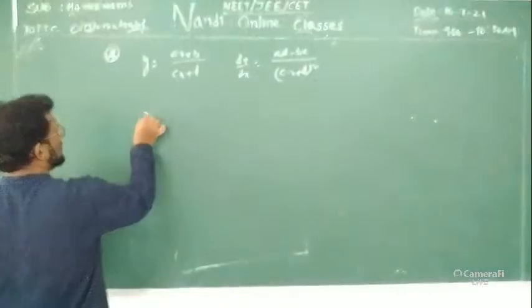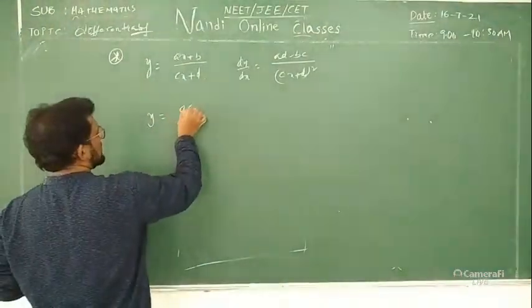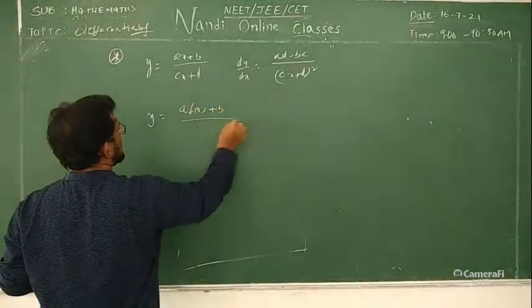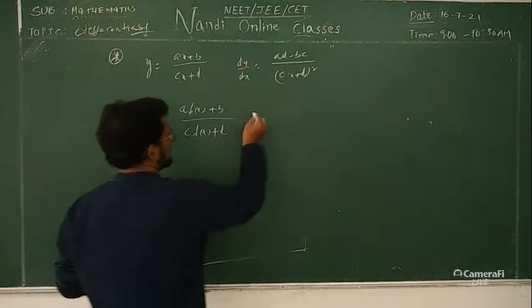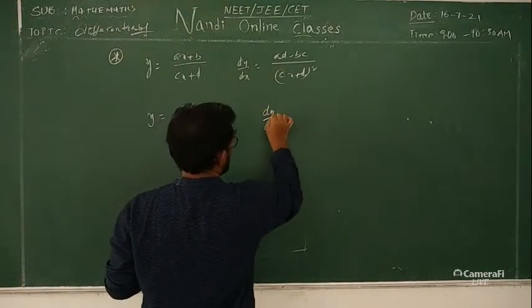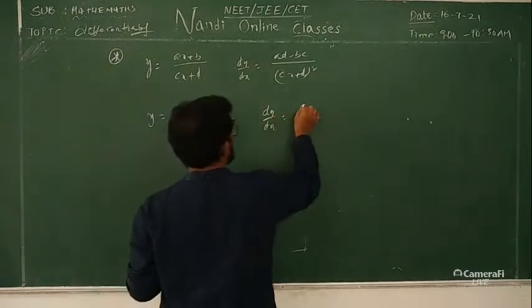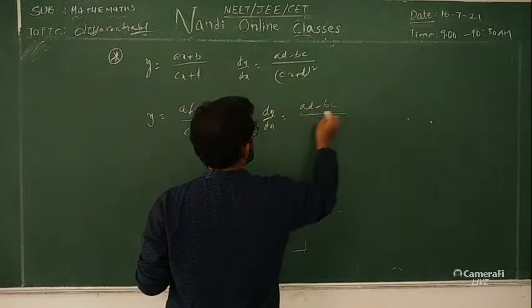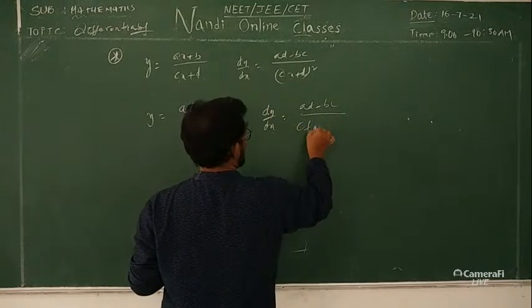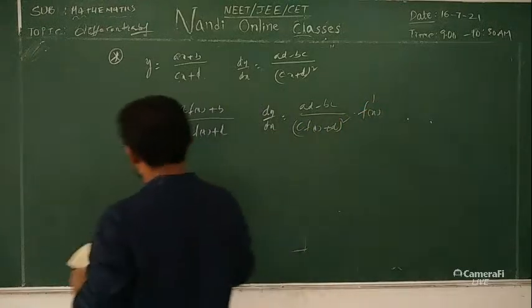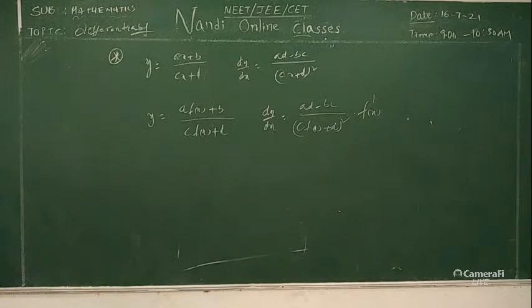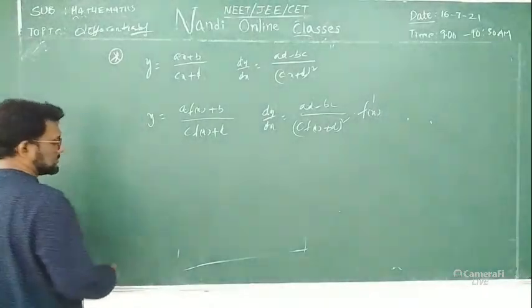Okay. And one more. For example, a into f of x plus b by c into f of x plus d. In this structure, if it is given, therefore dy by dx is equal to AD minus BC by (c f of x plus d) whole square into f dash x. We will do some example.